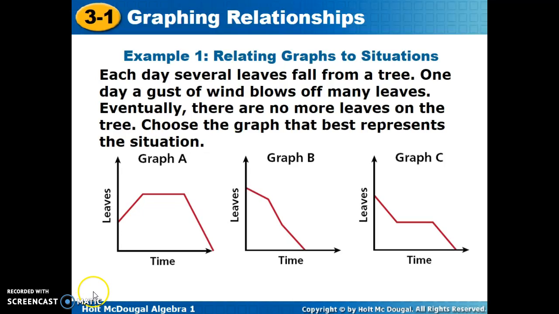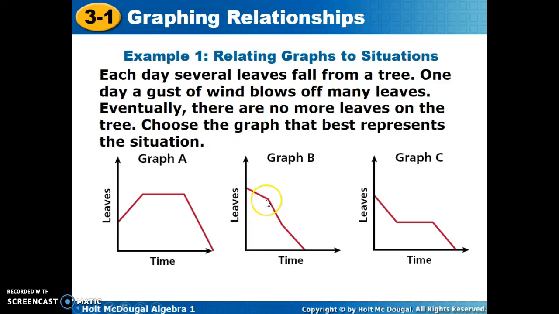So there are several leaves, meaning there's the most that the tree will ever have. The graph should be continually going downward until all the leaves are gone. So I believe that we can disregard graph A. The leaves will not increase in number, and that's what this graph is showing, the number of leaves increasing over time.